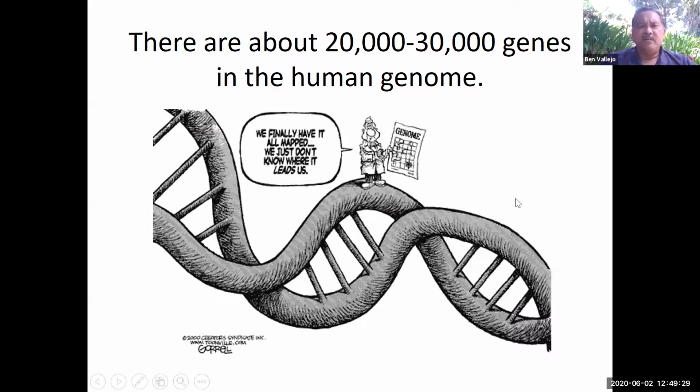When I was sitting where you are, this number was 100, 120, 150. They weren't quite sure. But now we think that there's only about 20 or 30,000 different genes in the human genome. Only 30,000 different directions that we need in order to make a you.